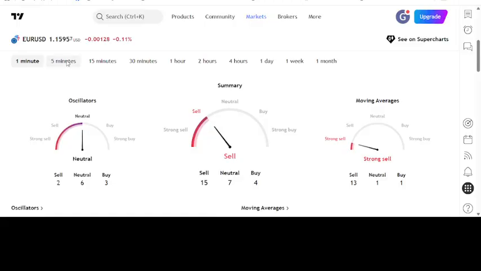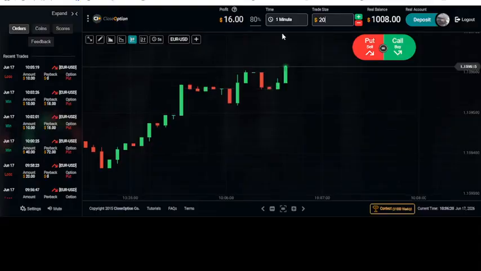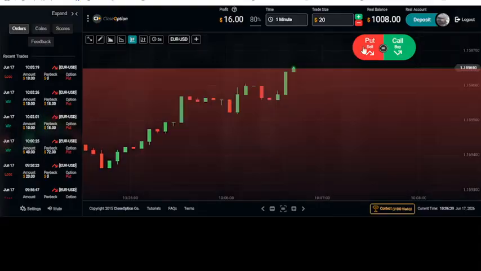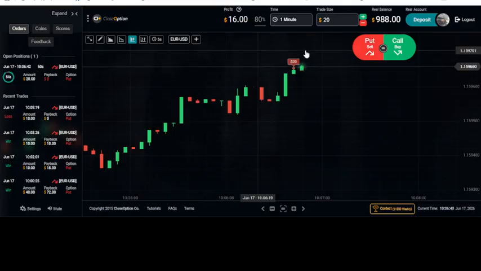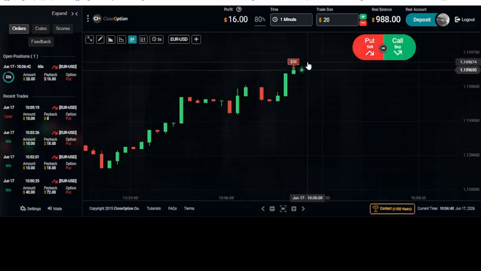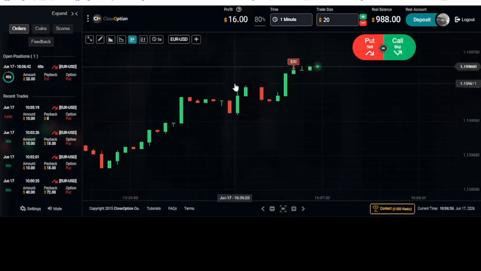Let's go back to our technical indicator here. Let's see what's happening. Okay, so we're still getting a sell. So let's go ahead and take another put trade here, a sell trade at this level. Now, if we lose that trade once again, then I would have to double the amount to $40. But let's see the results of this trade first.